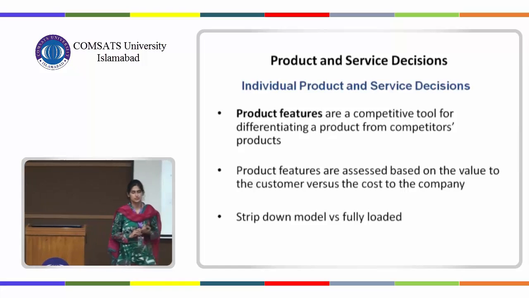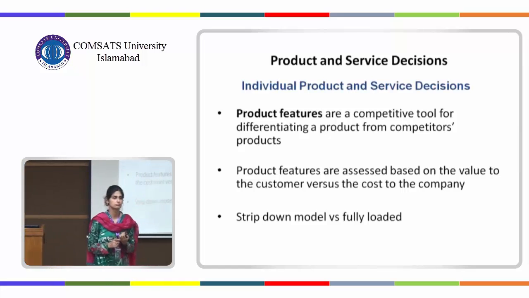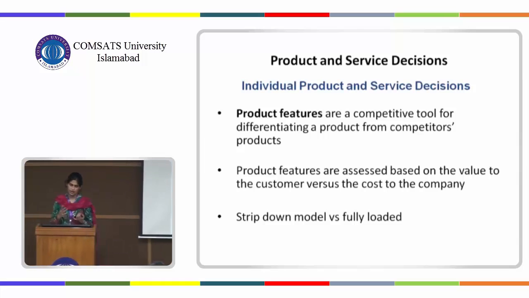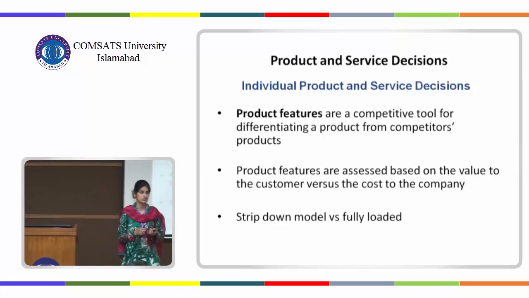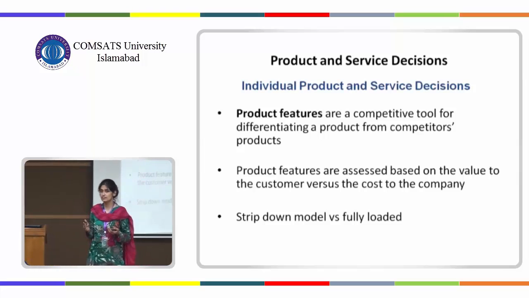Now, what are product features? Certain characteristics and services the product offers. The benefits that it provides, right. Now, your book says product features are a competitive tool for differentiating a product from the competitor. So how many features can give you a competitive advantage over your competitor?